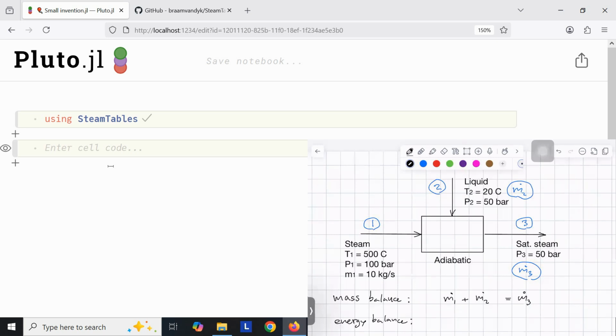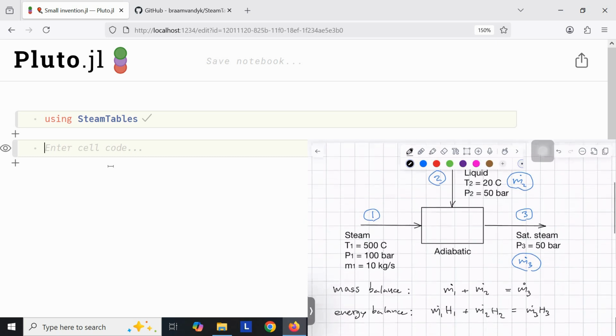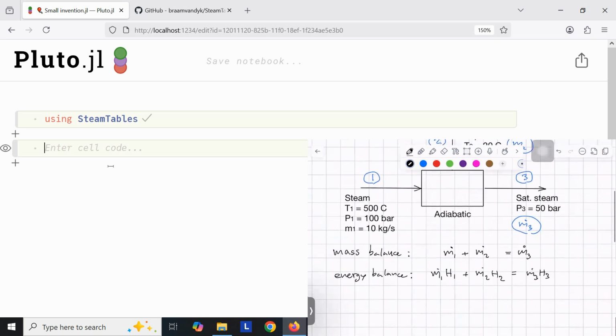In this case, since the tank is adiabatic, there's no heat and no external work. So the input and output terms would be the mass times the enthalpy. For the first stream, we have enthalpy of H1. The second stream should have enthalpy of H2. And then the output stream, M3, is multiplied by enthalpy H3.